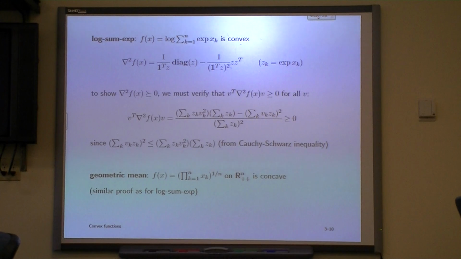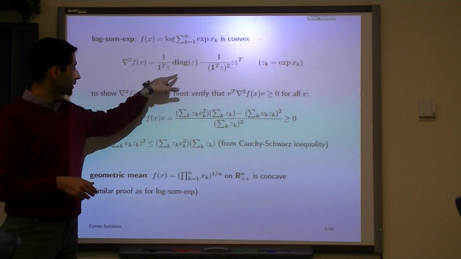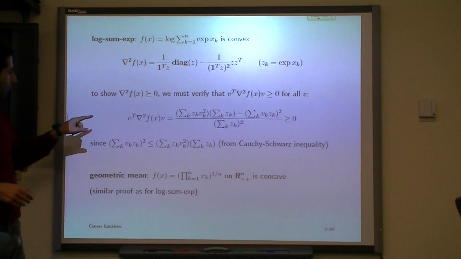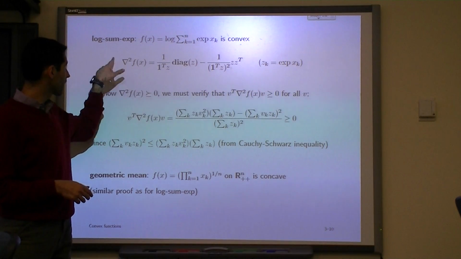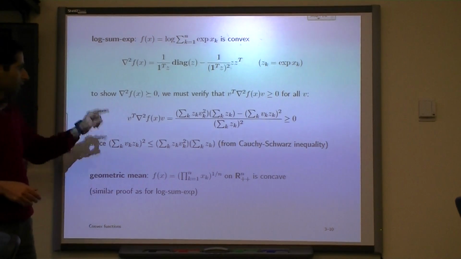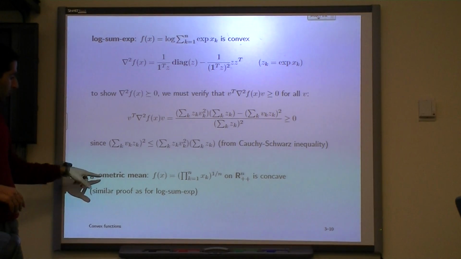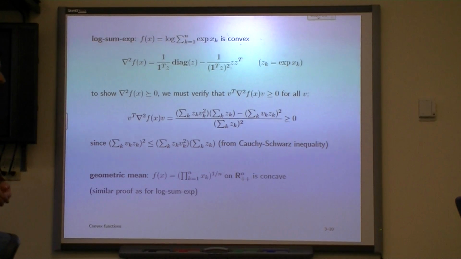and for having this, we need some more steps to prove that this term is bigger than that term, and always this term is bigger than that one, and the log sum exponential is a convex function. But the geometric mean is not convex, it's a concave function.